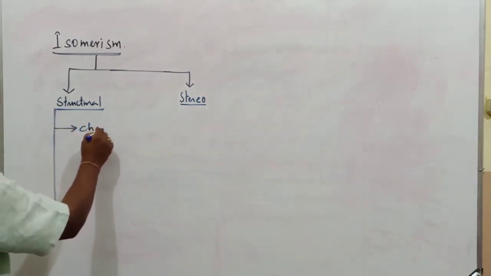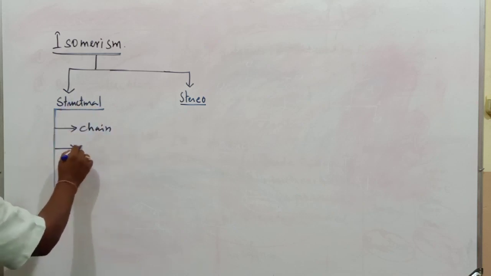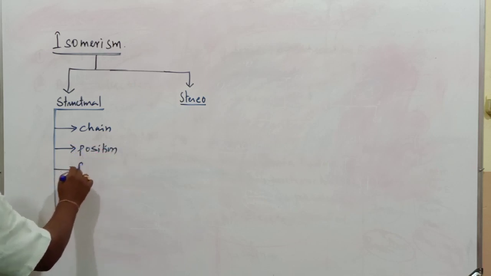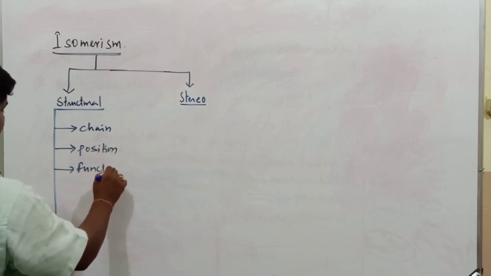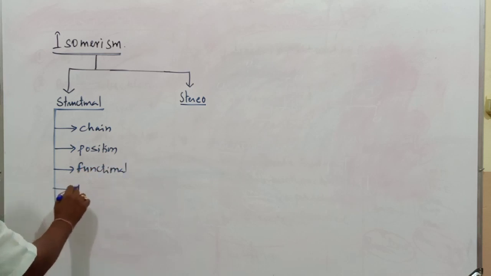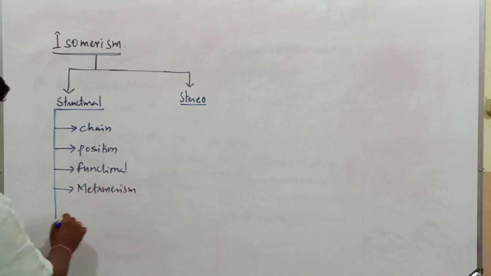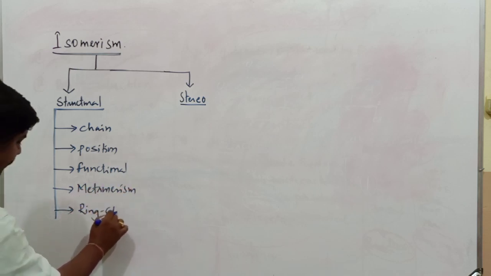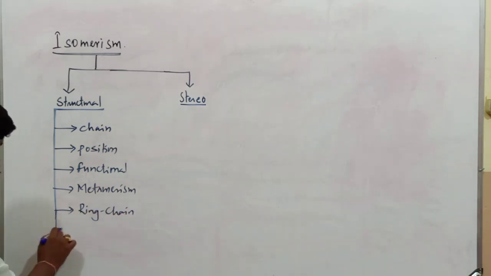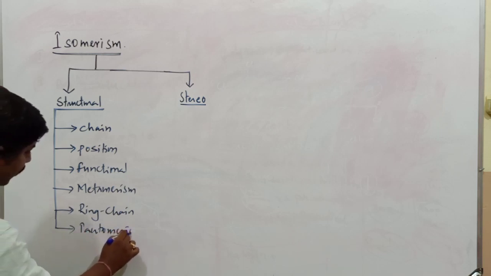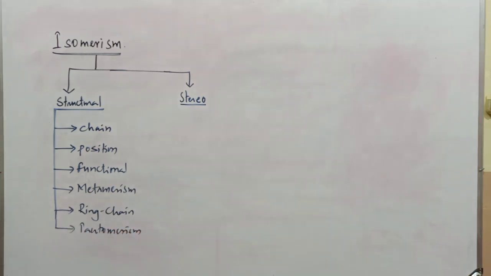First one is chain isomerism. Second one is position isomerism. Next is functional isomerism. Fourth is metamerism. After that, ring chain isomerism. Next is tautomerism, also called keto-enol isomerism. So these are the 6 different types of structural isomerism.